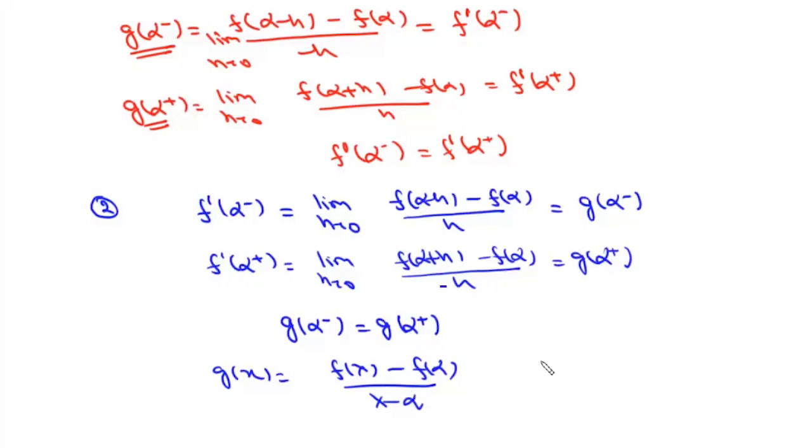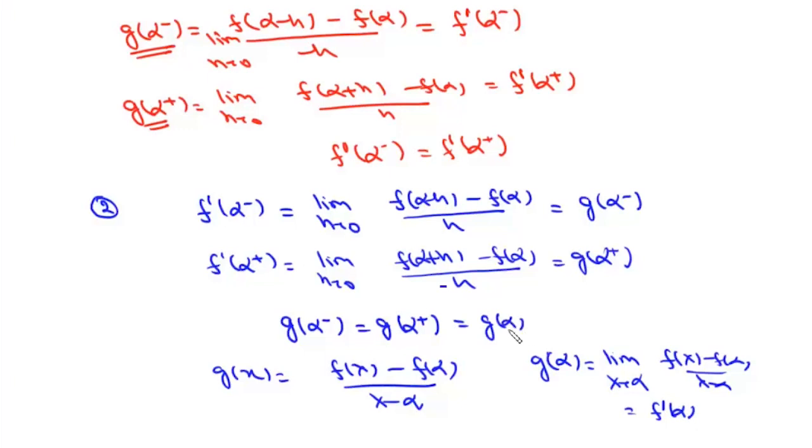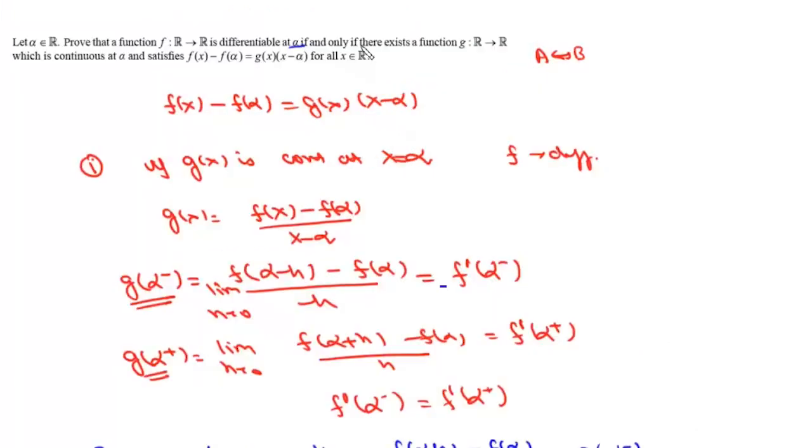And also if you look at this g(x), then it is f(x) minus f(alpha) upon x minus alpha, then g(alpha) will be equal to the limit x tends to alpha of f(x) minus f(alpha) upon x minus alpha, and that will be equal to f'(alpha). So that means this is also equal to g(alpha), which means this function g is continuous. So f is differentiable at alpha if and only if there exists a continuous function g(x) which satisfies this given condition.